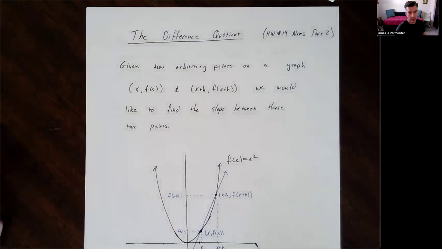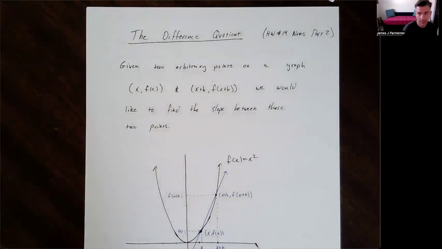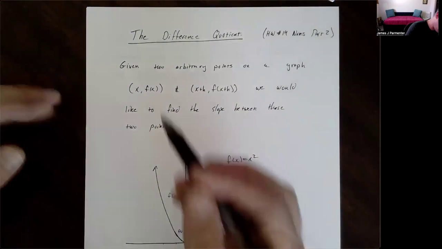Hey everybody, here is the homework number 14 notes part 2 video on the difference quotient. So really the idea of the difference quotient is you're finding the slope of a line between 2 points on a graph.